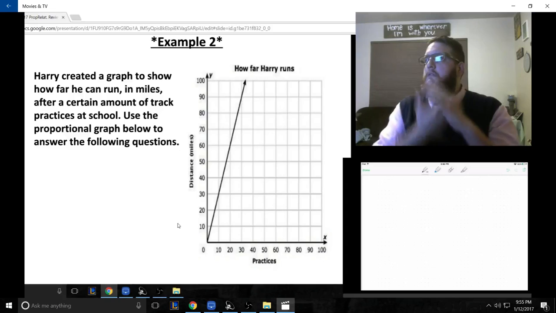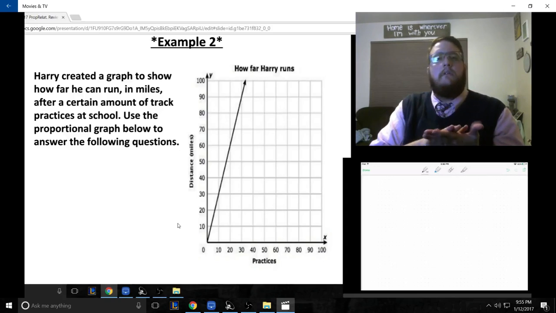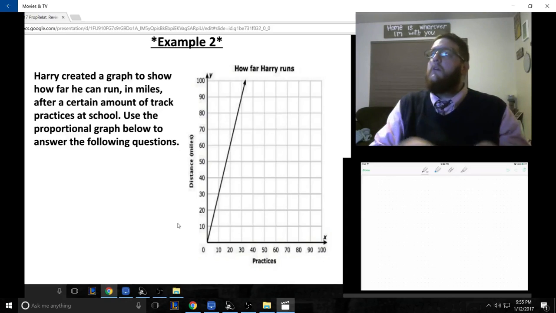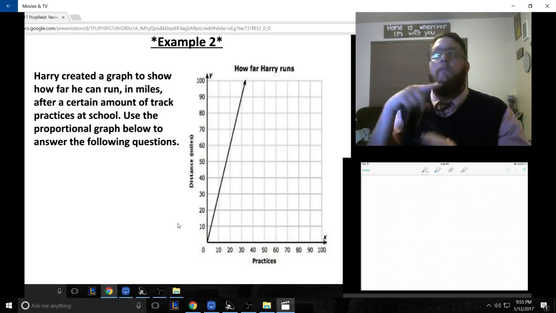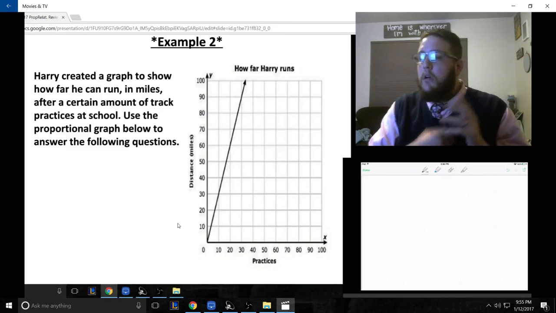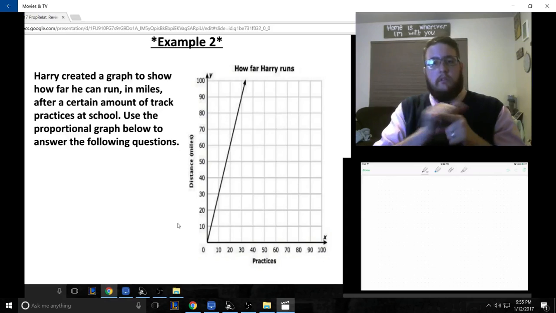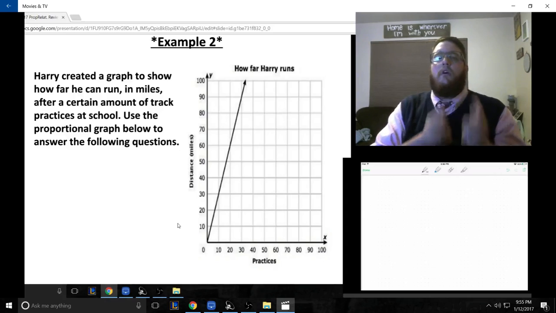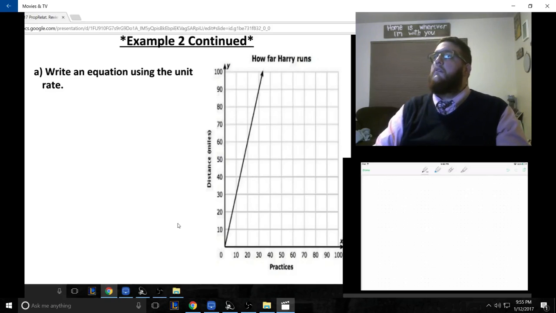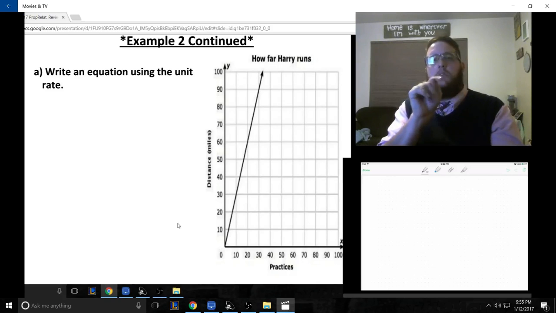Example number 2. Harry created a graph to show how far he can run in miles after a certain amount of track practices at school. Use the proportional graph below to answer the following questions. So we could take time to determine the proportionality of this graph, and we did during class. However, because it is stated in the information that it is proportional, we're not going to do that now. And it is not necessary to do it.